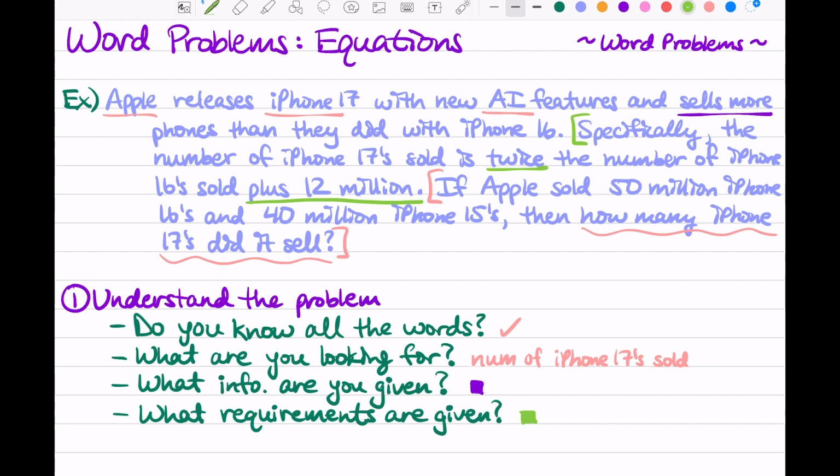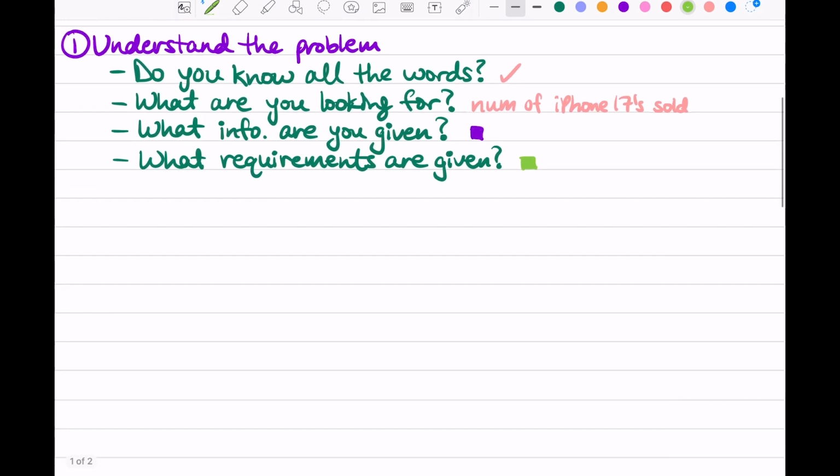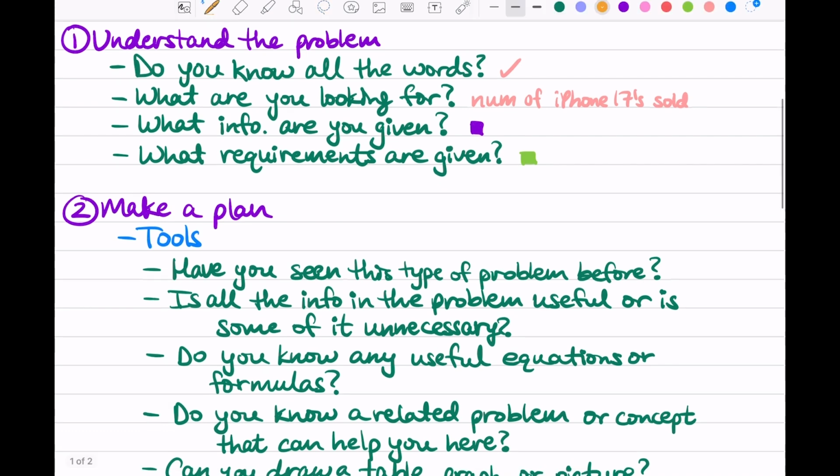Now that we've answered our 4 questions, we should have a pretty good understanding of the problem. We know all the words, we know what we're looking for, we've identified the information we're given, and the requirements. So now we can move on to step 2. Step 2 is to make a plan.